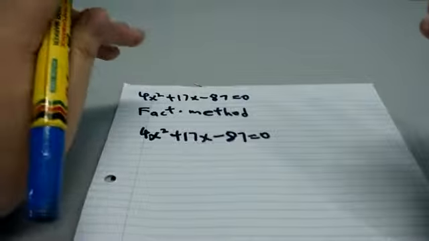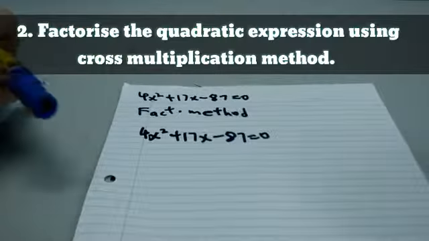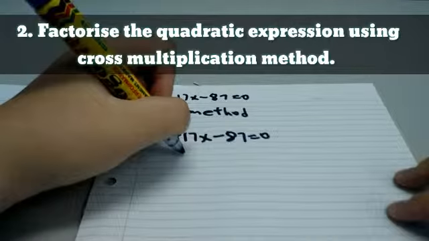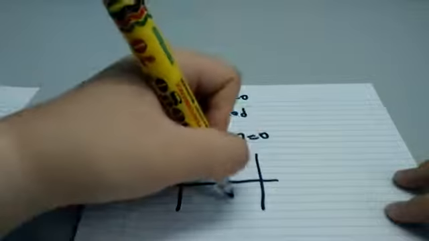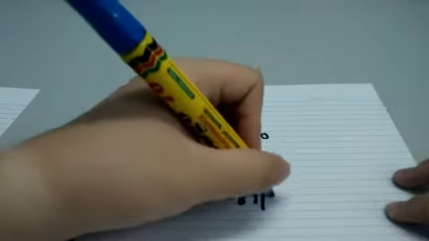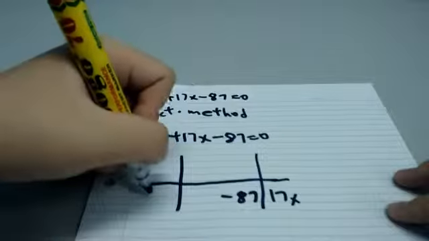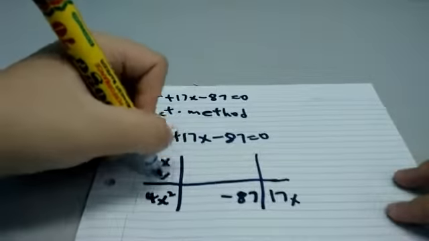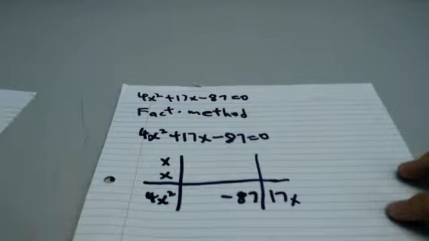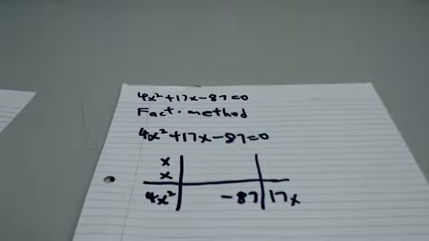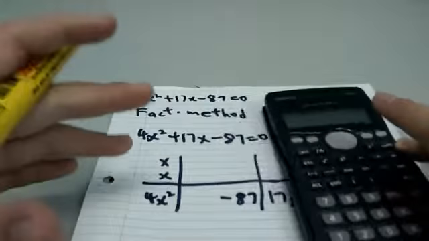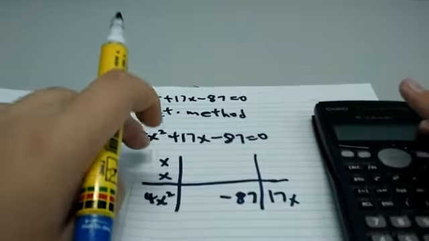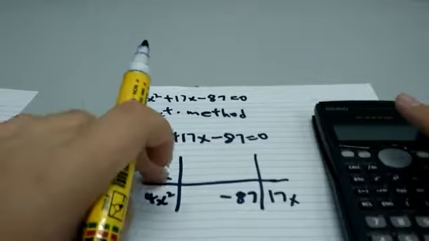And then we will try to factorize this whole thing by using the cross multiplication method. So we will have negative 87, then here's 17x, and then here is 4x squared. We write x. Well, I have my calculator right here, because there's a possibility that I can have 4x times x or 2x times x.